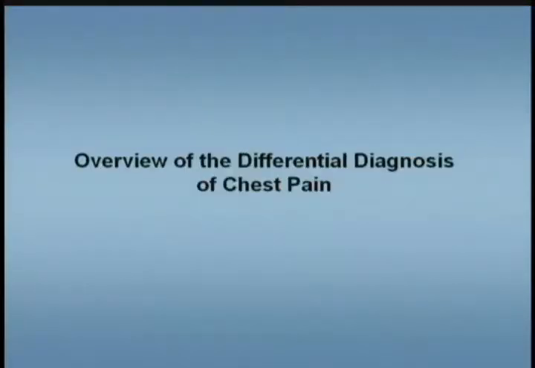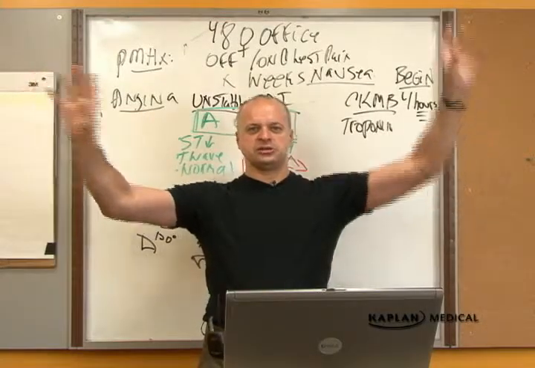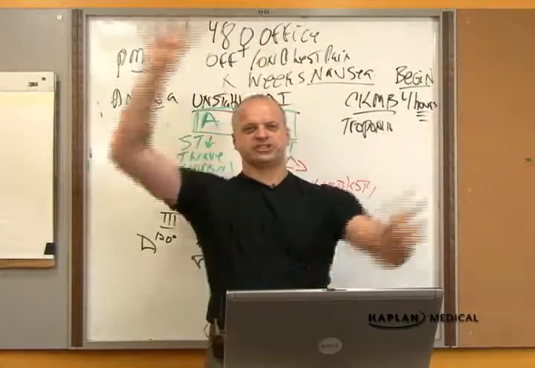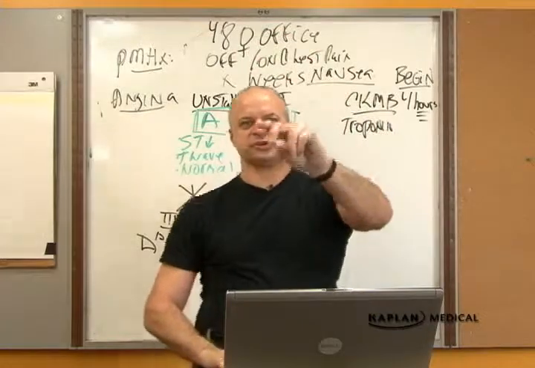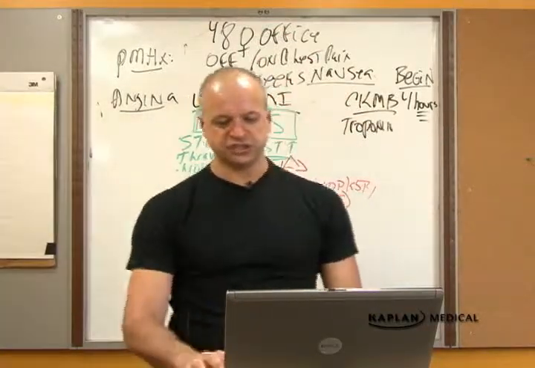The person has chest pain. Is it ischemic? Is it not? Costochondritis? GI? What is it? Is it pneumonia? A pneumothorax? A pulmonary embolus? Is it positional, pleuritic, or tender? Let's look at the differential diagnosis of chest pain.